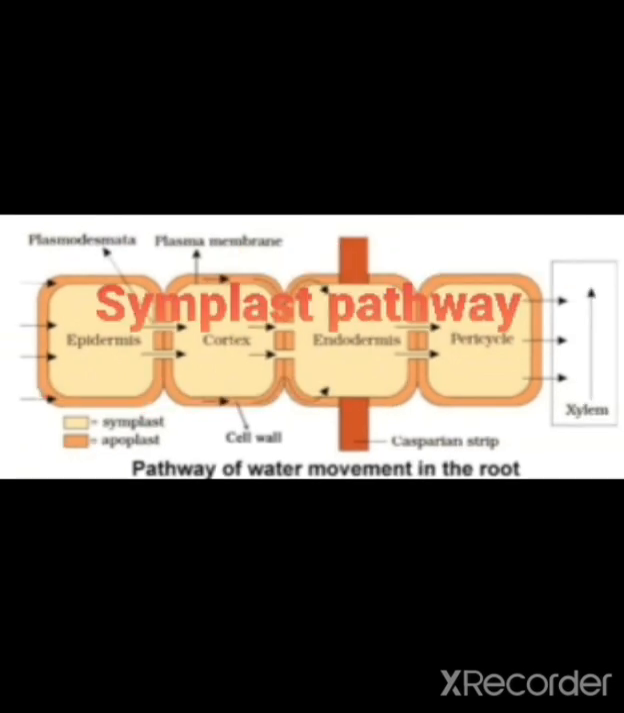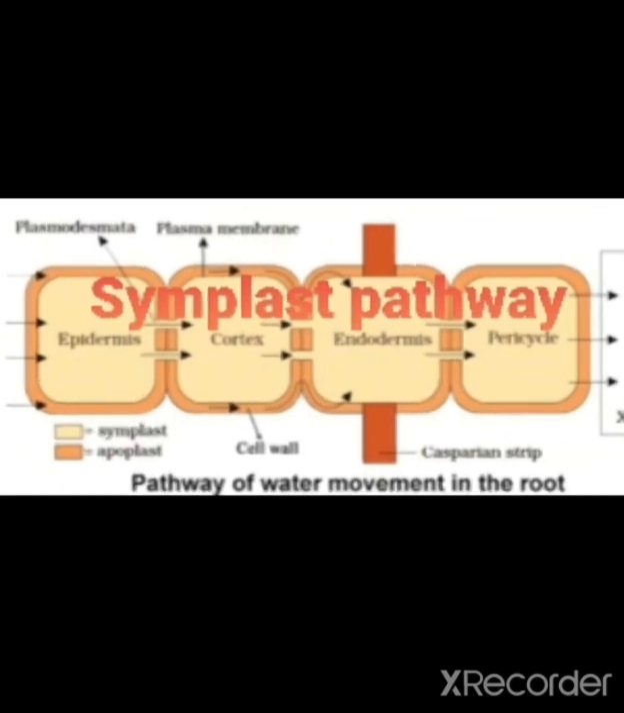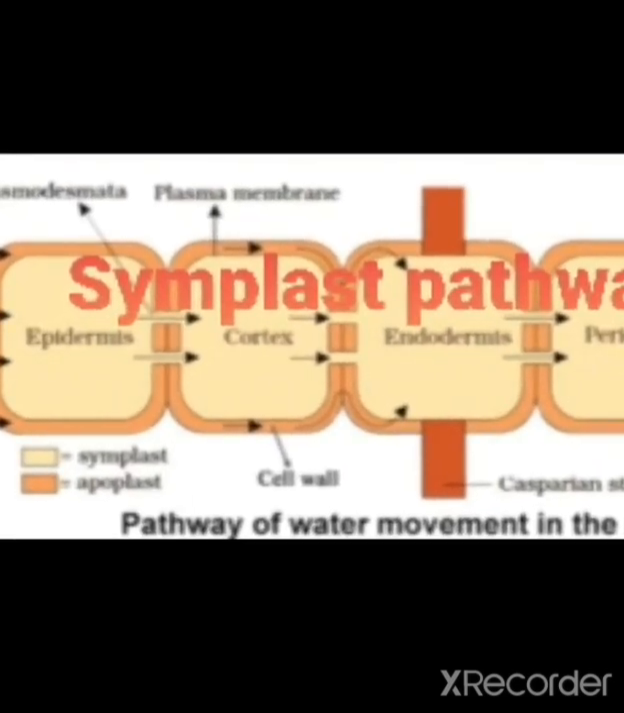The second pathway is the symplast pathway. It is the system of interconnected protoplasts. In this pathway, water travels through the cytoplasm. Intercellular movement is through the plasmodesmata, the junctions between neighboring cells through which the cytoplasmic strands extend.